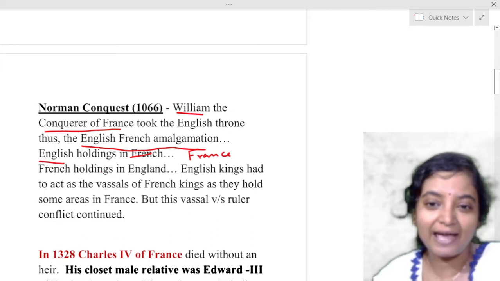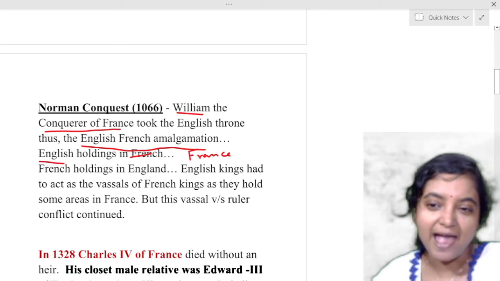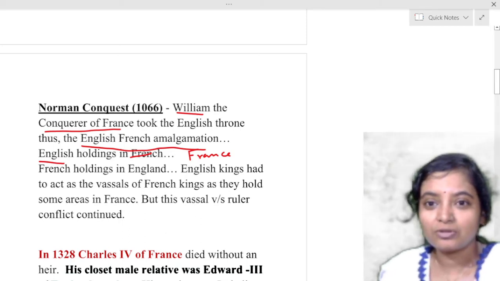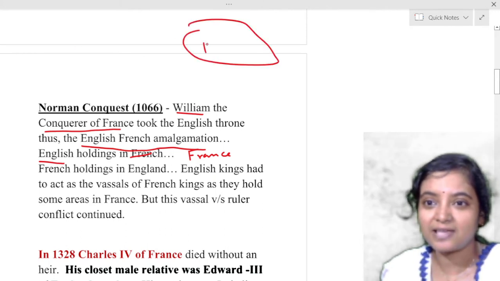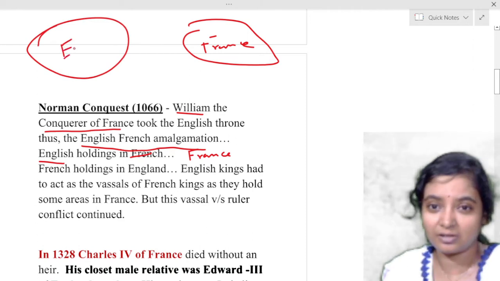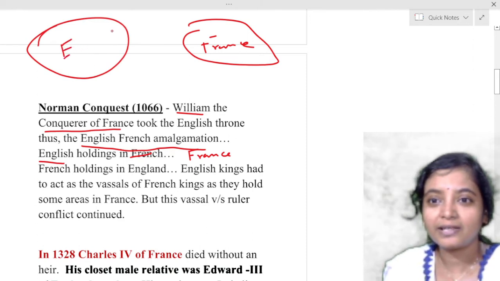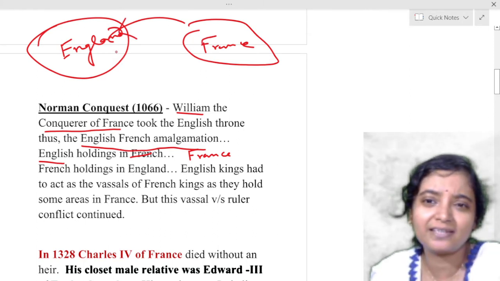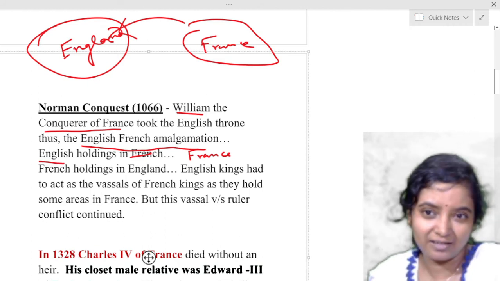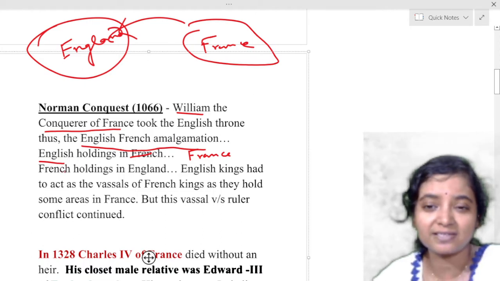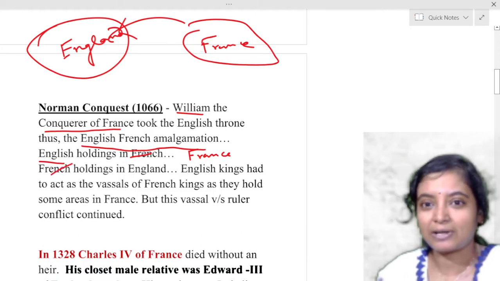English kings had to act as the vassals of French kings as they held some areas in France. So you understand, suppose this is France and here is England. When William of Normandy conquered England, what happened? He had some land in France and now was the king of England. So some lands are England's holdings in France, again France's holdings in England, they just amalgamated.